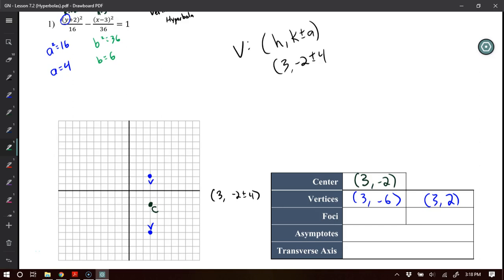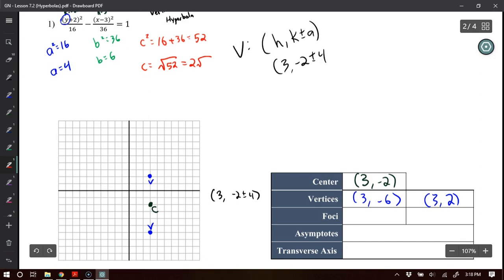So hold on one minute for that. Let's focus on the foci. c squared equals a squared plus b squared, so c squared equals 52, so c is the square root of 52. If I simplify that radical, a 4 goes in there, so that gives me 2 square root of 13, which is approximately 7.2.